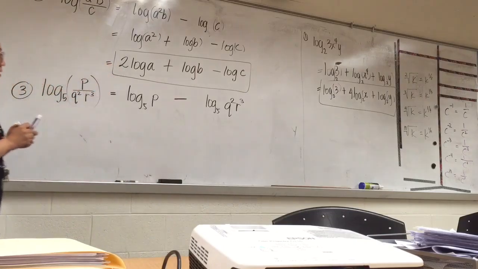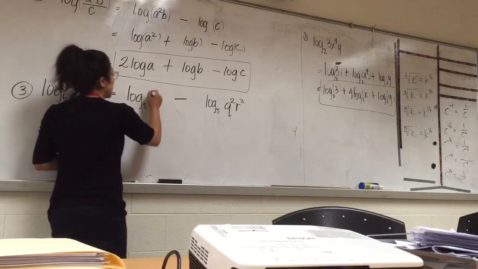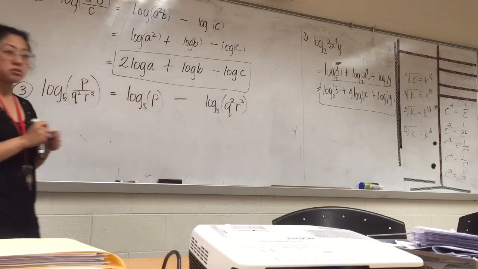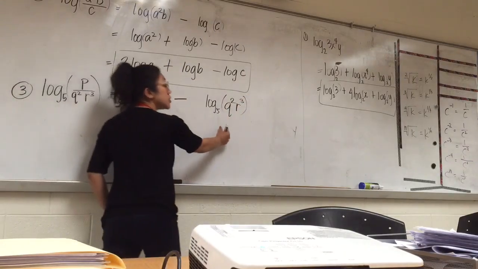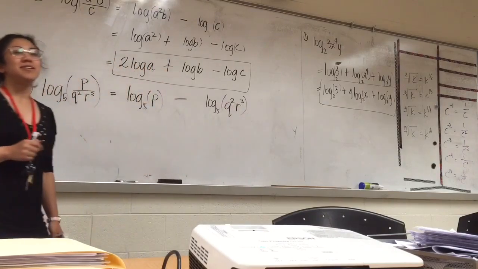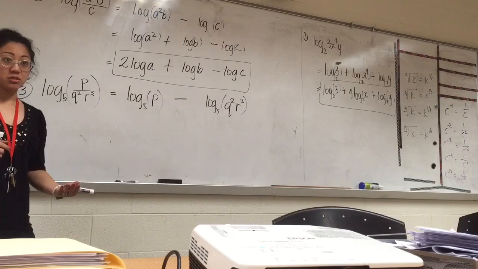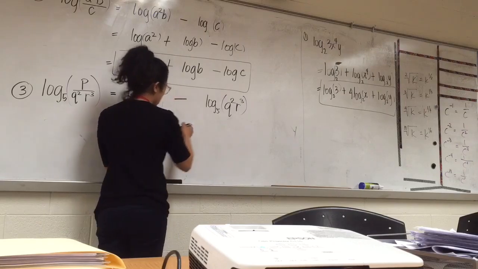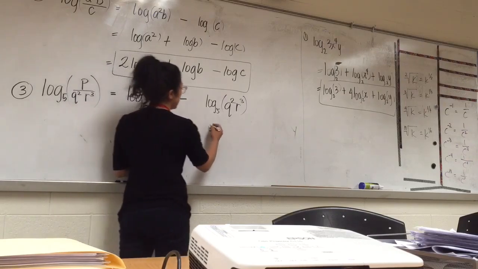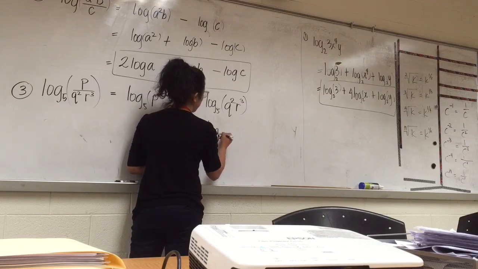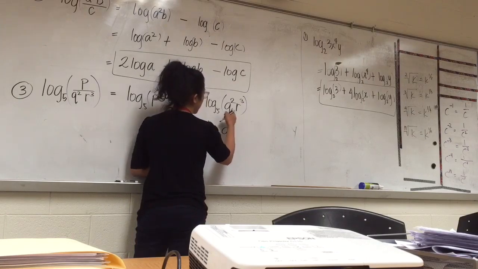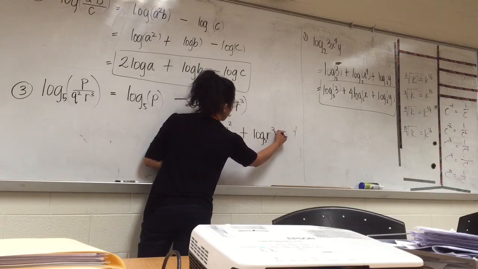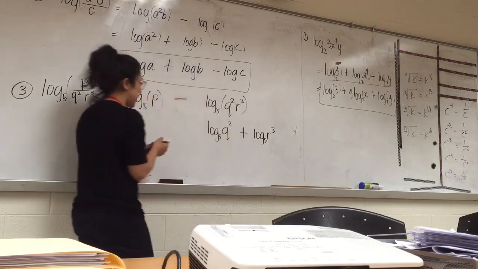Now, we take a look at what we're taking the log of again. Can we do anything to P? No, can't expand. Can we expand Q squared and R cubed? Yes. What is the operation between Q squared and R cubed? Product, multiplication. So we're going to use a product property. So what would this equal? Log base 5 of Q squared, plus log base 5 of R cubed.